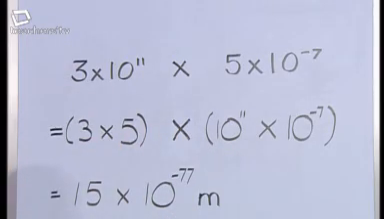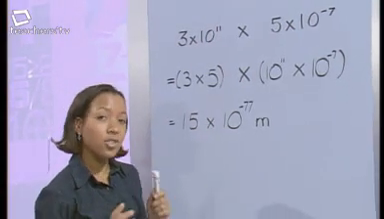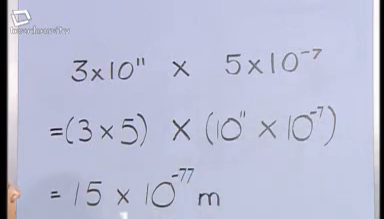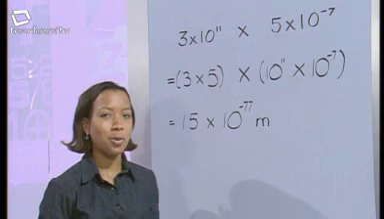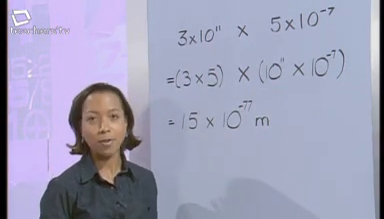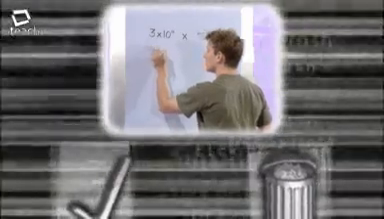Like Ben, I started by rearranging the sum, grouping the numbers and the powers of 10 together. 3 multiplied by 5 is 15, then I multiplied the powers of 10. To do that, I multiplied 11 by −7, which is −77. So in standard form, the answer is a length of 15 × 10⁻⁷⁷ metres.